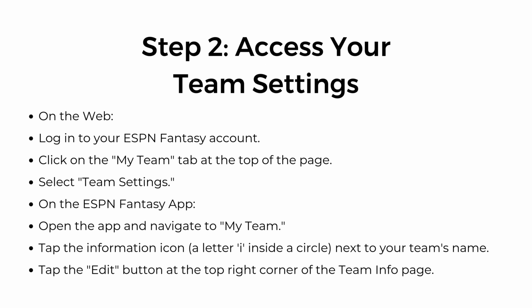Step number 2, access your team settings. On the web, log into your ESPN fantasy account. Click on the My Team tab at the top of the page. Select Team Settings. On the ESPN Fantasy app, open the app and navigate to My Team. Tap the information icon, a letter I inside a circle, next to your team's name. Tap the Edit button at the top right corner of the team info page.